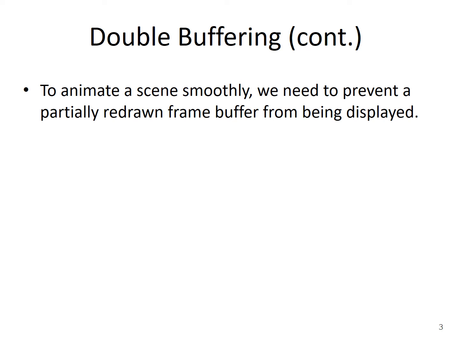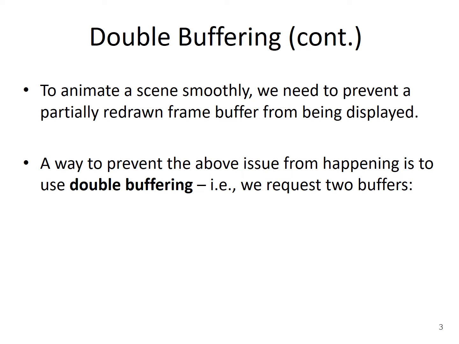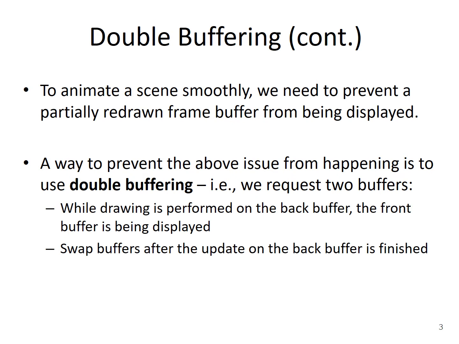To animate a scene smoothly, we need to prevent a partially redrawn frame buffer from being displayed. A way to prevent the above issue from happening is to use double buffering. That is, we request two buffers. While drawing is performed on the back buffer, the front buffer is still being displayed. Once we are finished drawing in the back buffer, we simply swap the two buffers.